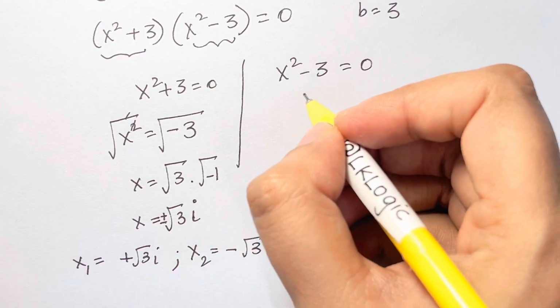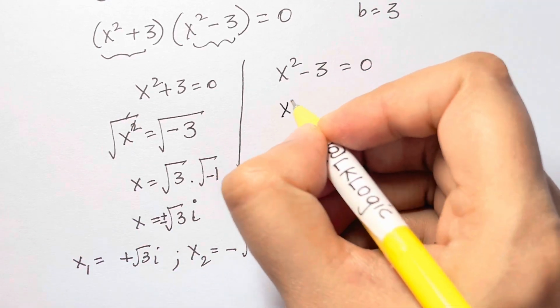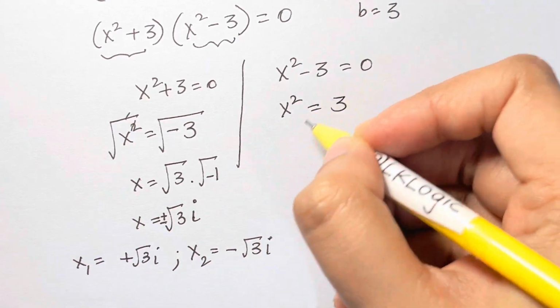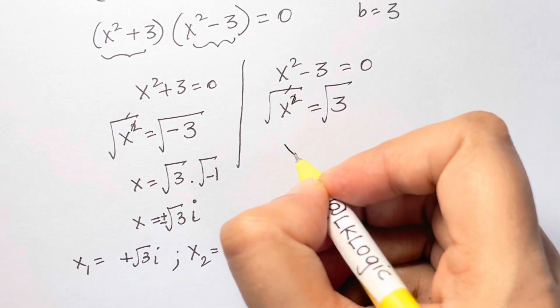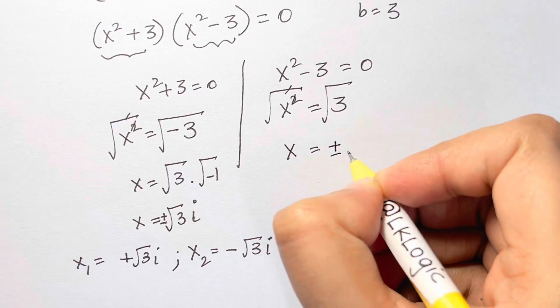And now let's solve here. x square minus 3 equals to 0. x square is equal to 3. When you send it this side, take square root on both sides. So this and this gets cancelled. x is equal to plus or minus root 3.